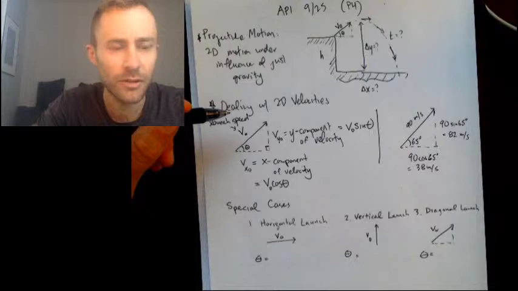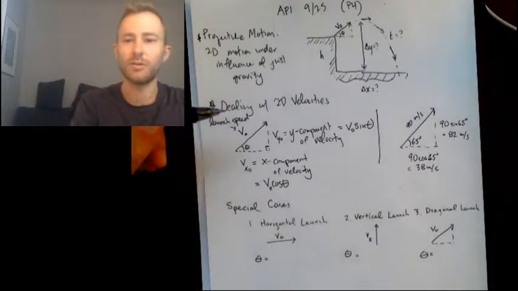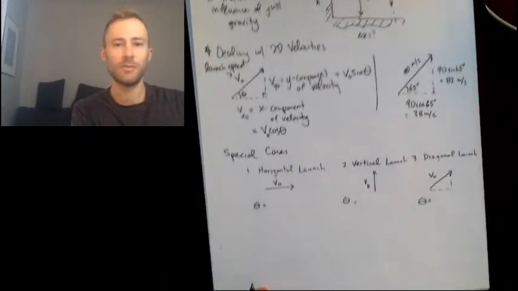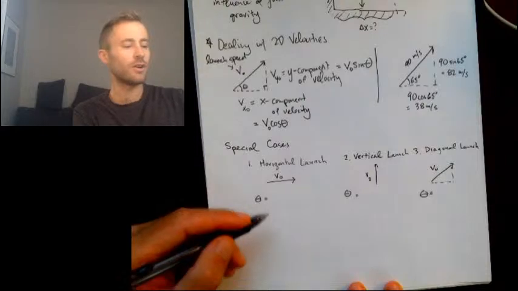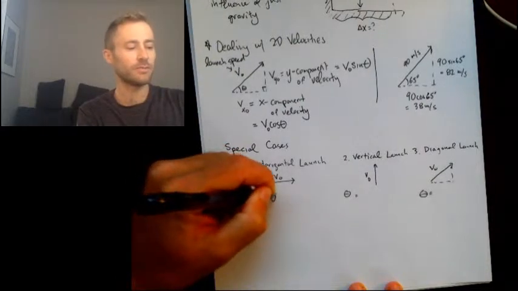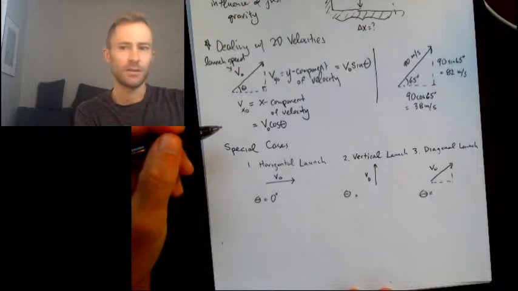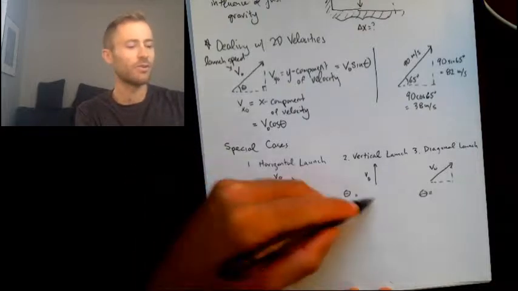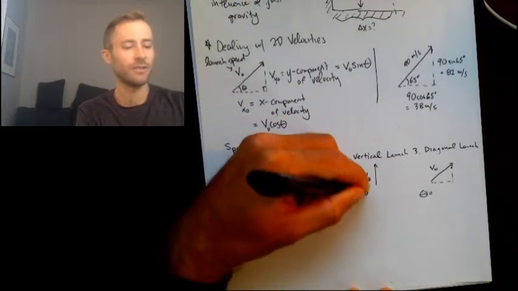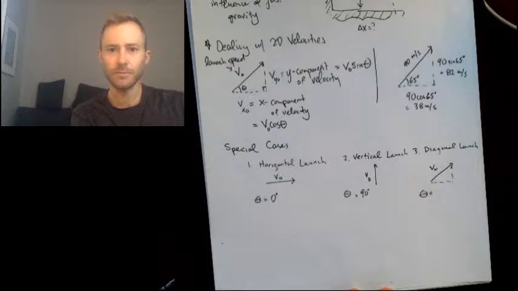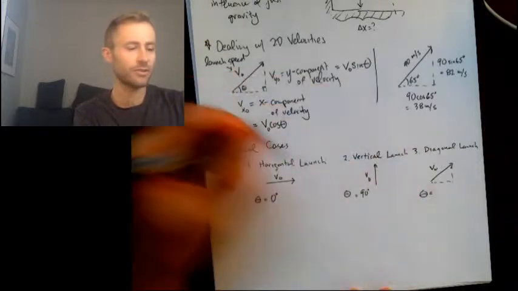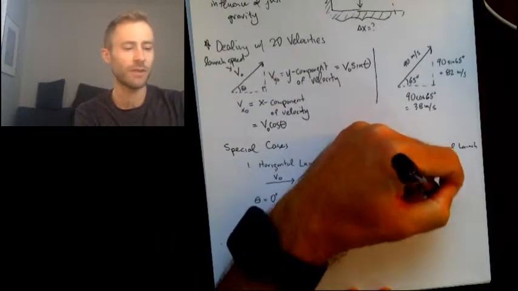Looks like no one wants to answer my question, so I will just say the answer myself. If it is a horizontal launch, we would say 0 degrees. If it is a vertical launch, it's 90 degrees. And a perfectly diagonal launch would have theta equals 45 degrees.